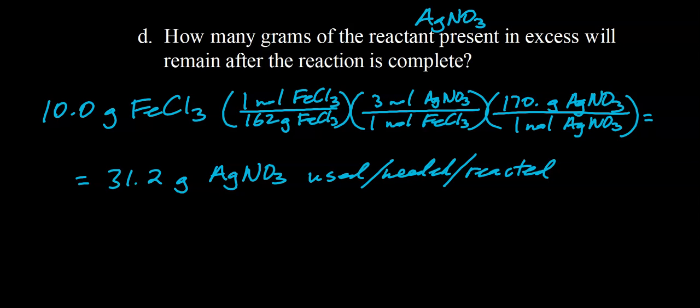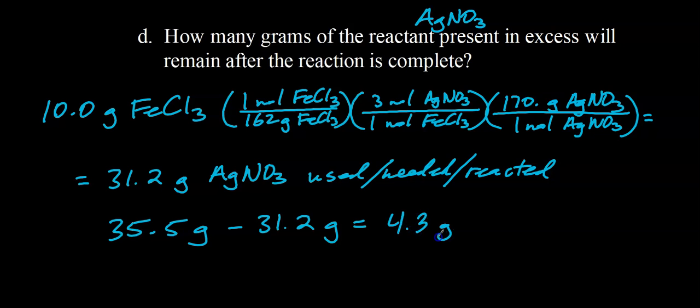Well, how much silver nitrate did we start off with? I believe that was 35.5 grams. So you have available 35.5 grams. You need 31.2 grams of that. And so subtract those, and that will give us how much is left over. So in this case, we have 4.3 grams of silver nitrate in excess, or left over after the reaction, that is unreacted.